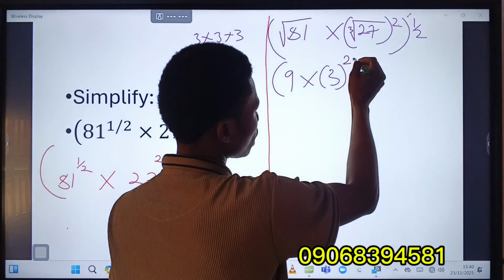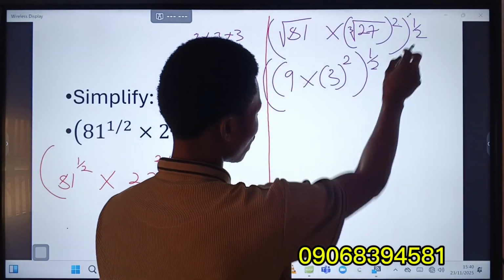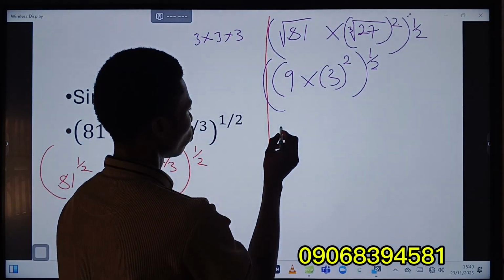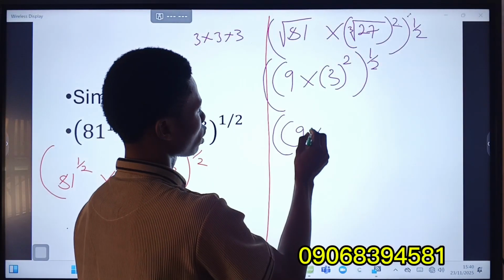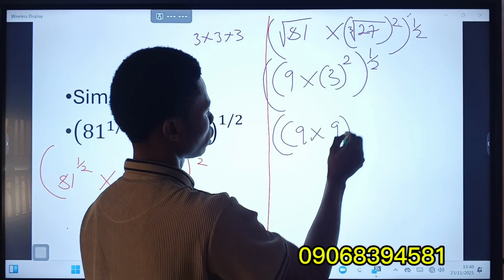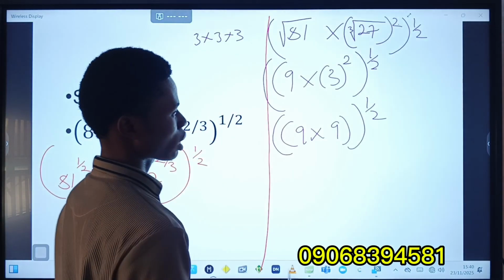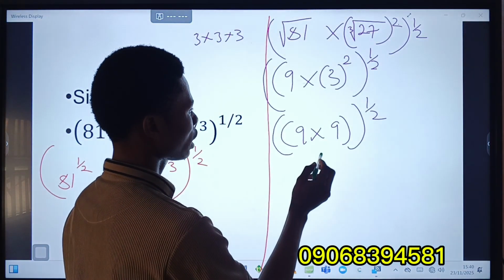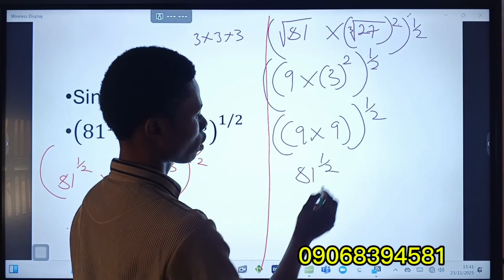Then the square is still there. Remember, all raised to power half. This half is still there. Now, we'll be having 9 times 3 squared is what? 9. Then all raised to power half again. 9 times 9 at this point is what? 9 times 9 is 81. 81 raised to power half.